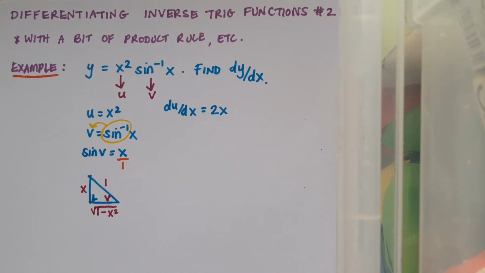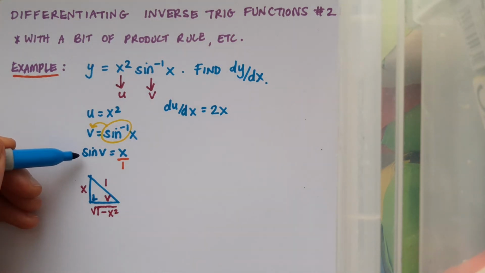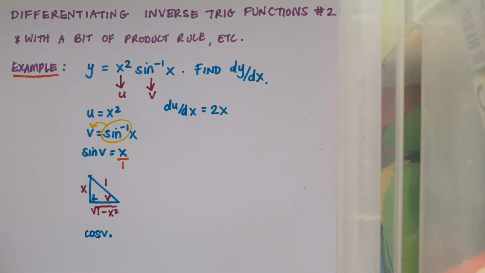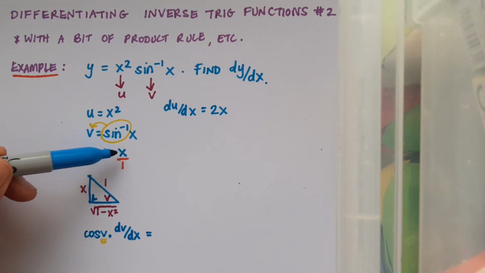I'm now going to differentiate, using implicit differentiation, the statement sine v equals x. So that's going to give me cos v. I mustn't forget, of course, to differentiate my angle. My angle v when differentiated here will give me dv/dx. And the x on the far side of the equal sign will differentiate to give me 1.